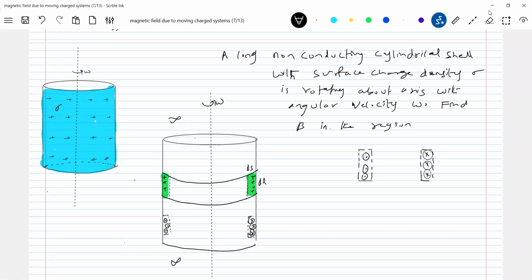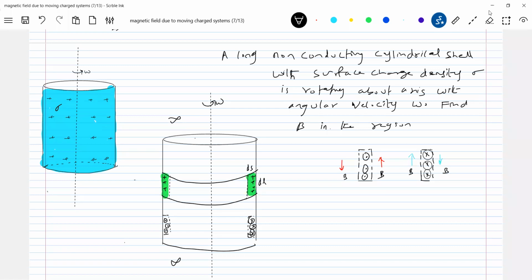Now, how should B due to this be? There's the green color, okay, we'll take this one. B due to this will be in this direction here, like this. B due to this one will be in this direction. What about magnitude? Magnitude is the same. We have to calculate the net field. We'll take superposition. We'll calculate the field inside and outside the pipe. Once you get that, similar to a current carrying strip, I think you can manage.